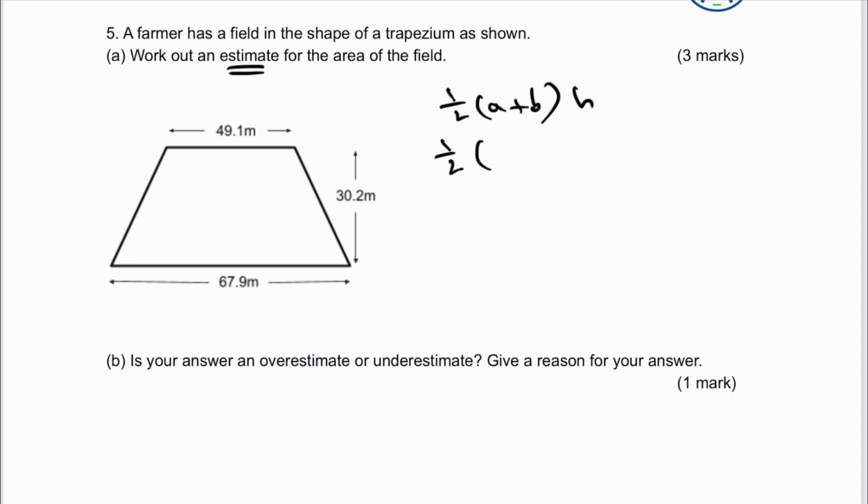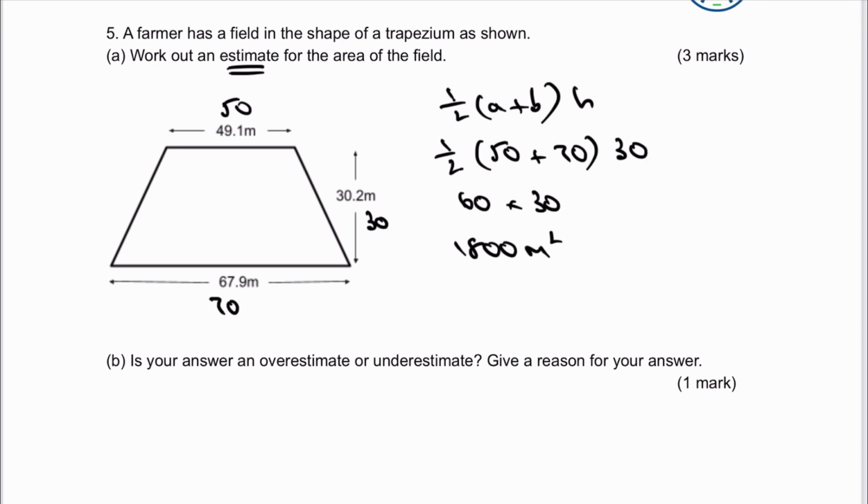So 49.1, I'm going to make that 50. B, if you like, I'm going to make that 70, and then the height, I'm going to make that 30. So it does make my calculation an awful lot easier, because a is going to be 50, b is going to be 70, and then h is going to be 30. Now that means that 50 plus 70 is 120. 120 times a half is going to be 60, and then 60 multiplied by 30 is going to be 1800 meters squared, and that would be the answer to that question. And again, perfectly happy with your calculations if you choose to do it differently.